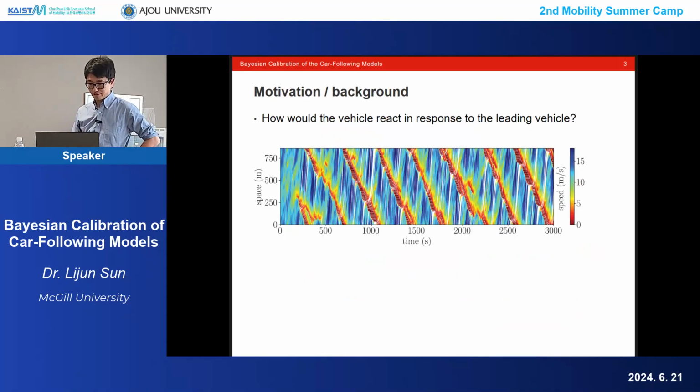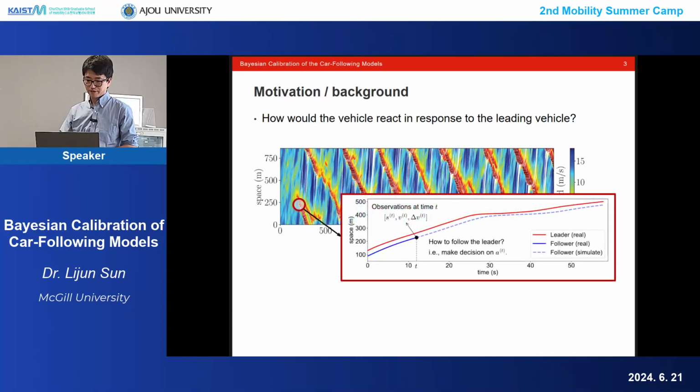So now let's get started. What is the motivation? What is the motivation behind this line of work? Car-following models, as I stated in the very beginning, are a widely used model in microscopic traffic simulation. The idea of a car-following model is, in fact, to simulate the behavior of a follower, which we refer to here as the blue vehicle.